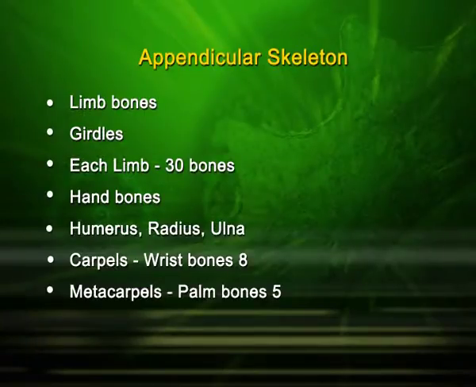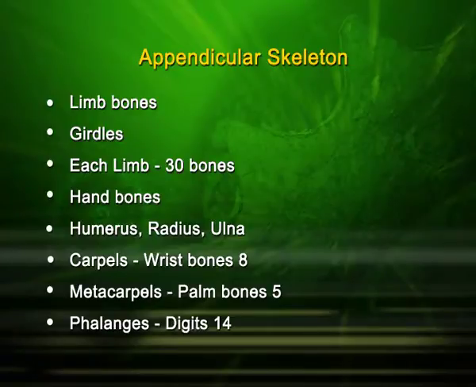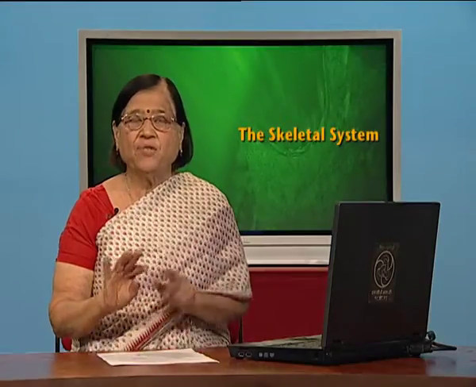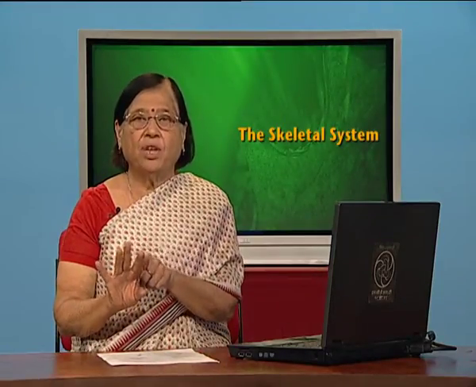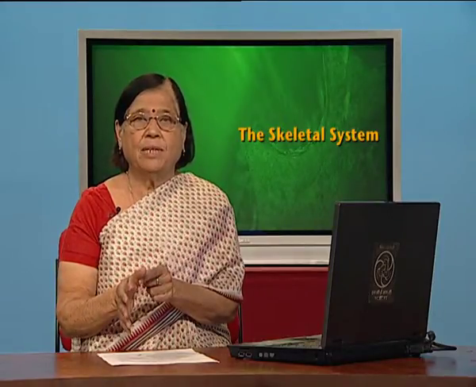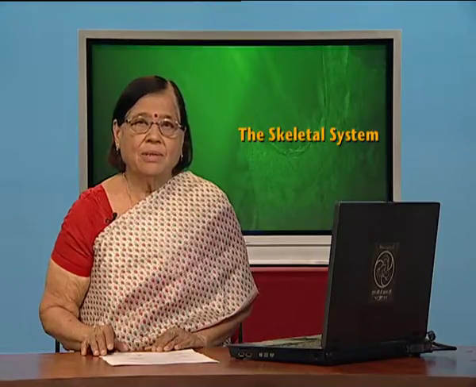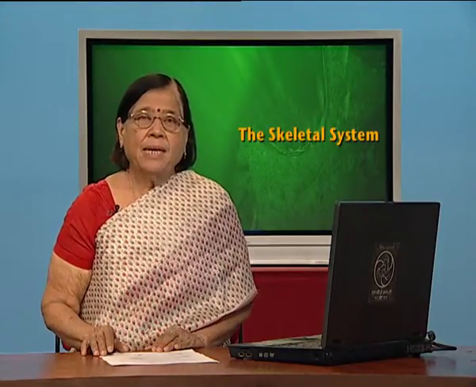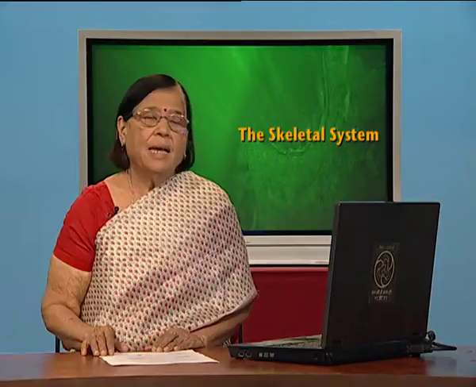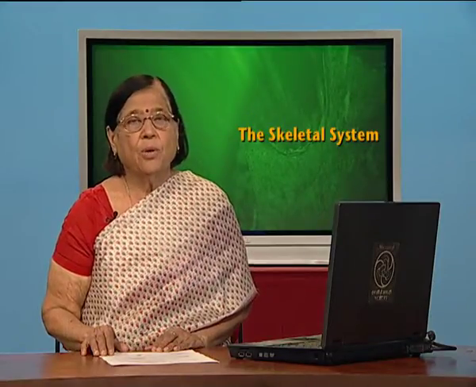Coming to metacarpals or palm bones, there are 5, which will be holding 4 fingers and 1 thumb, and then phalanges or digits. These fingers are digits for us. They have 14 bones, 3 in each finger, 3, 3, 3, 3, 12, and 2 in the thumb, 14. Now, this together makes 30 bones. So, each limb has 30 bones, and each bone has a different role to play.